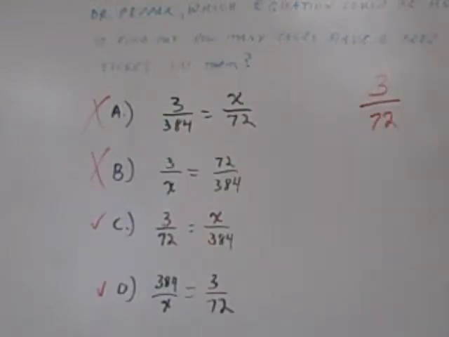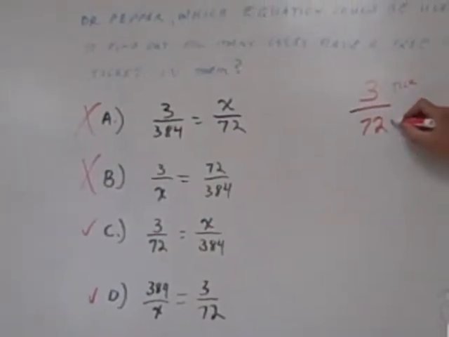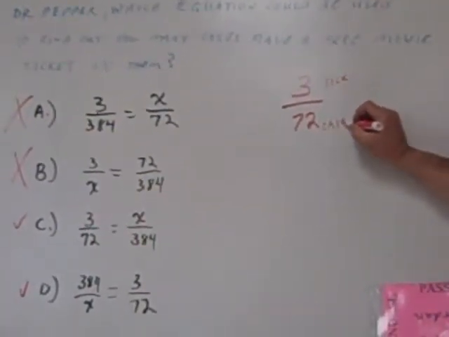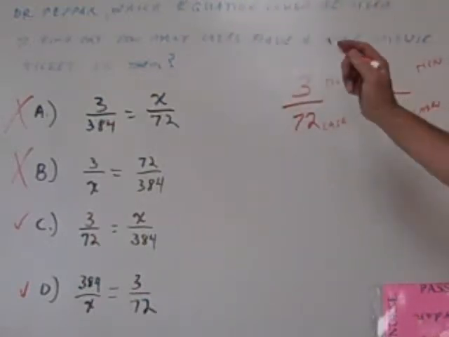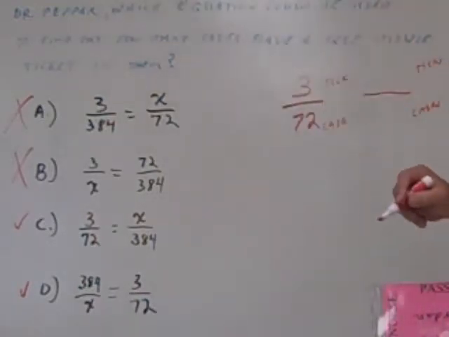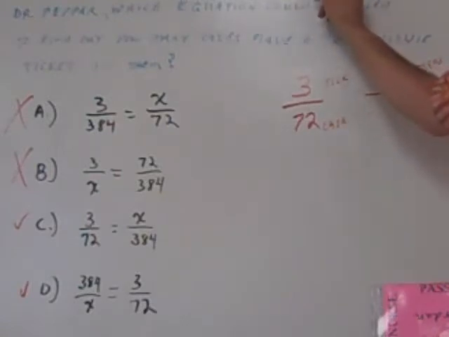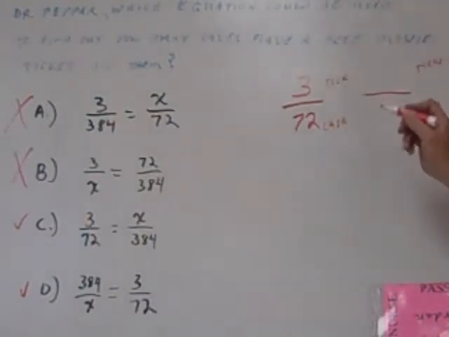All right, here we go. What does the 3 represent up here? 3 what? Tickets. All right. What's the 72? Cases. So when I set up another fraction, I need tickets over cases, and the cases on the bottom, the same way I did the first one. What's the only other number given to us besides the 3 and the 72? 384. And what is the 384? Cases. So where does it go? Bottom.